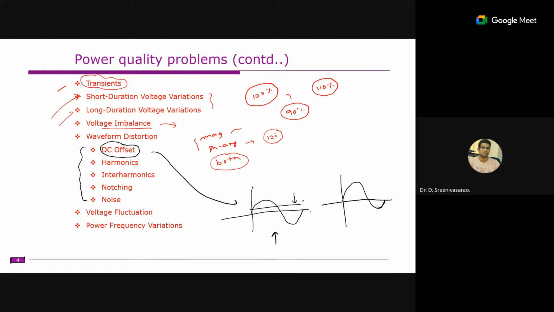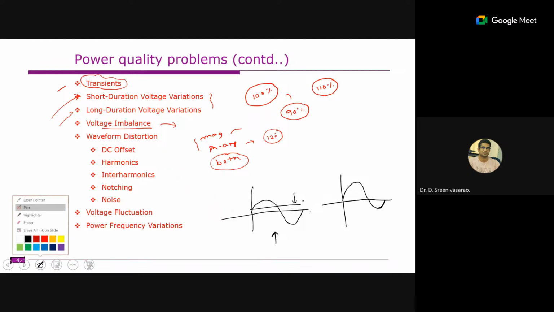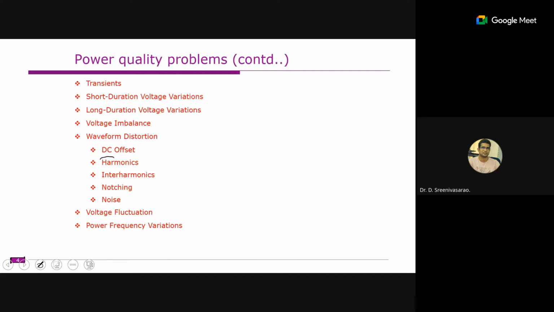Next is the harmonics. This is another important thing. You know that, right? Harmonics are the integer multiples of the fundamental frequency that exist in the waveform. Any periodic waveform can be decomposed into one fundamental waveform and a set of harmonics. These harmonics are broadly classified in several ways. One is the characteristic harmonics and the other is the non-characteristic harmonics.